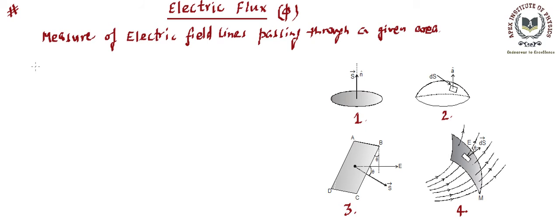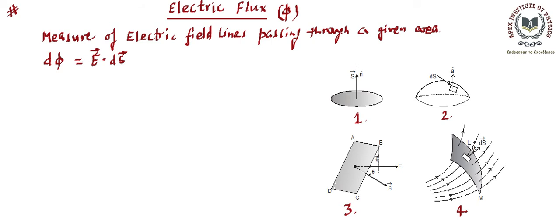Mathematically we write this flux as d phi, which is the flux through a differential area. This is defined as E, that means electric field, dot ds, where ds is representing the area vector. So this is the flux passing through a small area ds vector.